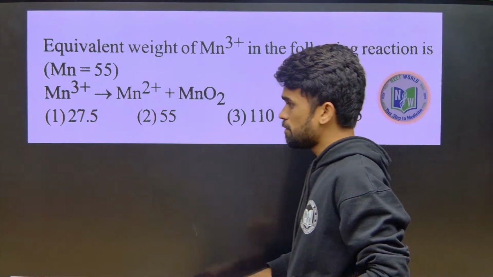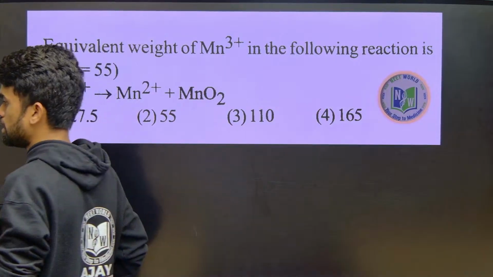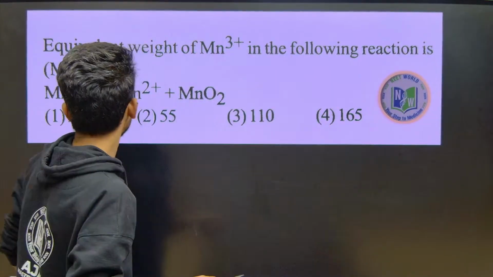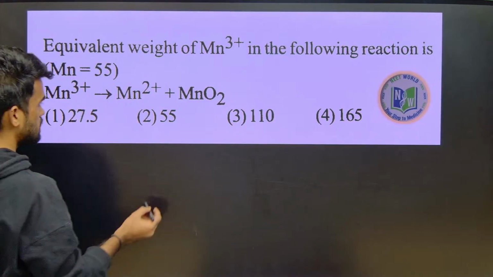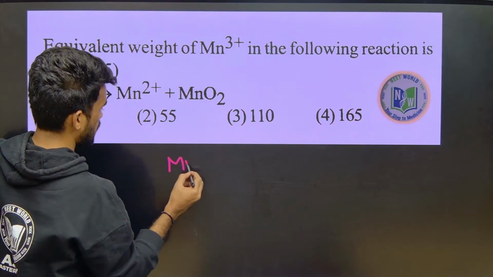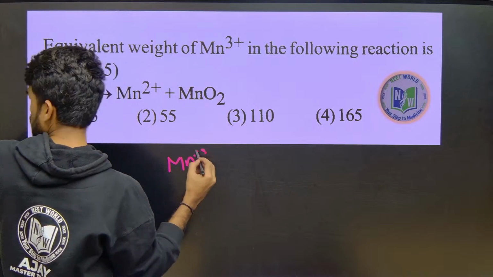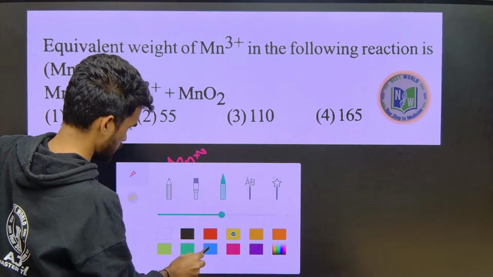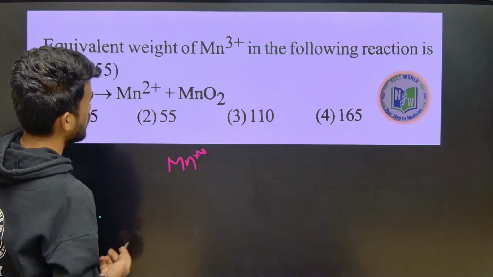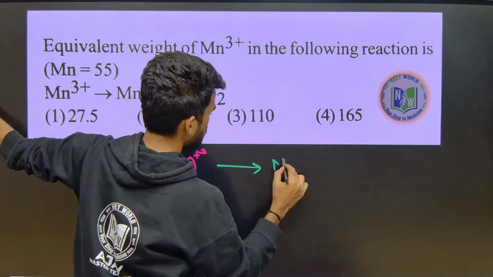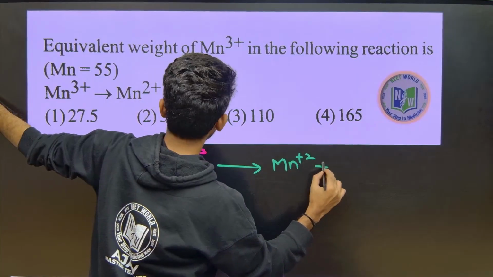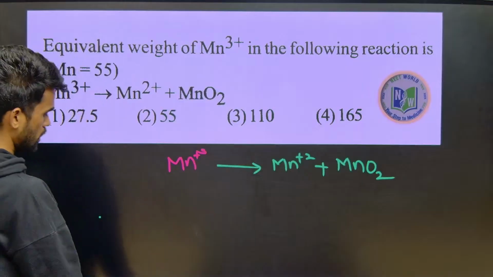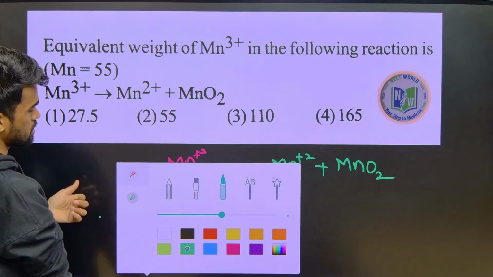So again, tell me, what is the equivalent weight of Mn plus 3 in the following reaction? Okay, so they have given this disproportionation reaction: Mn plus 3 converting into Mn plus 2 plus MnO2. So tell me, what is the change in oxidation state?